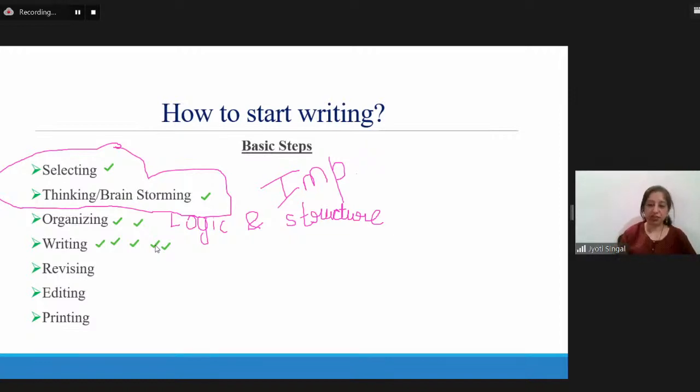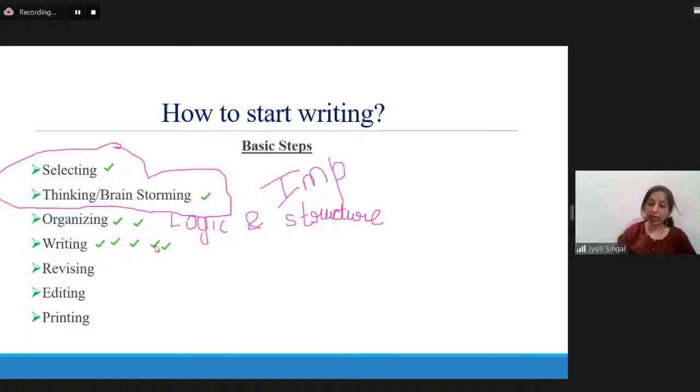Then we move on to revising. Now, what does revising mean? This means once you are done with the writing, you think your rough draft is ready, you think you've written about 20 pages, which is more than enough for whatever topic you have taken. Then you sit back and revise the whole set right from page 1 till the last page. Revising doesn't mean just turning pages and saying, okay, this is fine, this is fine. No.